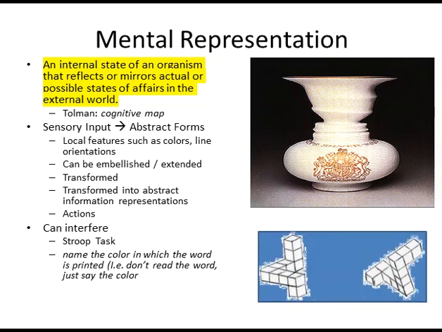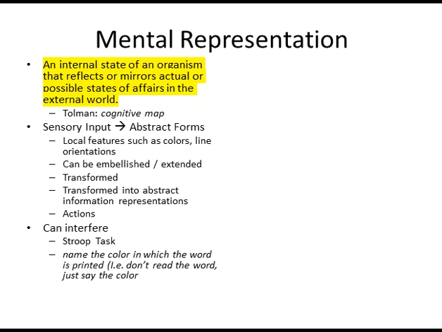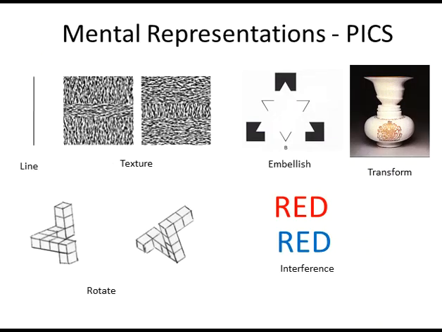They can also interfere with us as well. We can rotate them in our mind, like playing the old game of Tetris. But we also can see how they can interfere with us, for example, the Stroop task. Name the color in which the word is printed. That is, don't read the word, just say the color. Red. Okay, we would say red here, but actually it's like, and so on.